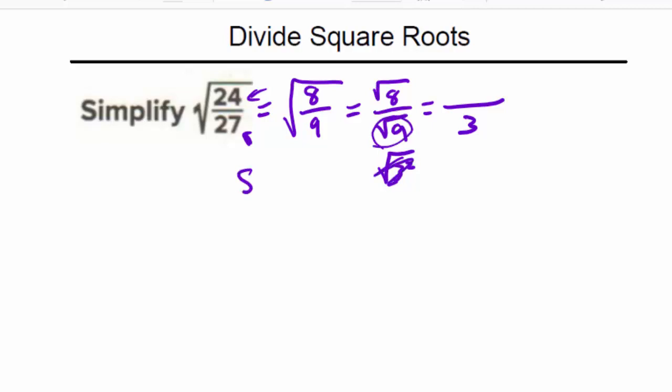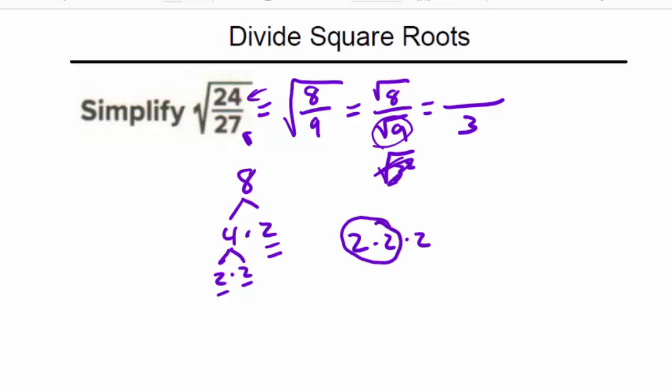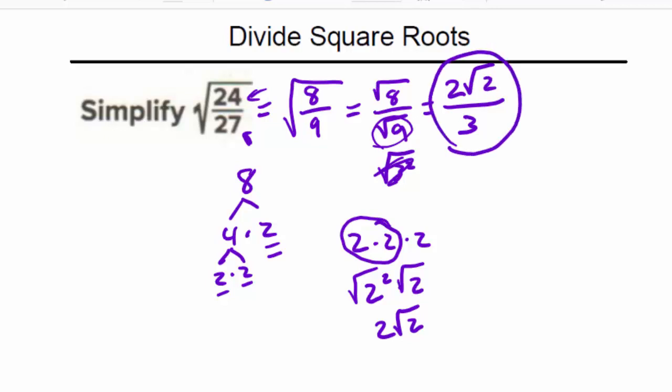The 8, however, I should probably rewrite as 4 times 2, and there's a prime number. And 4 would make 2 times 2, and those are both primes. So I got 2 times 2 times 2 to make 8, but remember I'm looking for groups of 2 which are perfect squares, so that makes 2 to the second times 2. These are both under the radical, but square root of 2 squared is just 2, and the square root of 2 just attaches to it because it's not a perfect square. It has no other pairing. So I write the top as 2 square root of 2 over 3, and this is the simplified form.